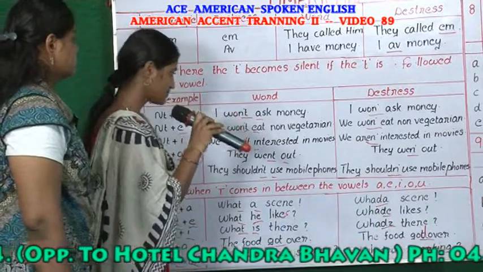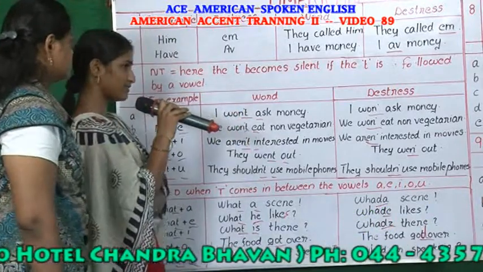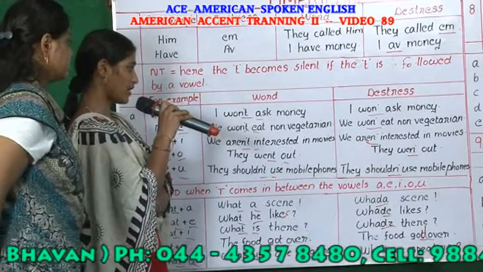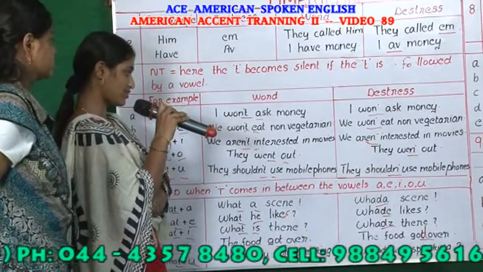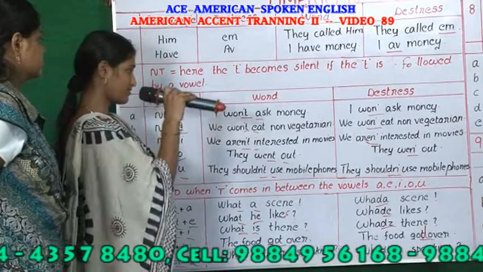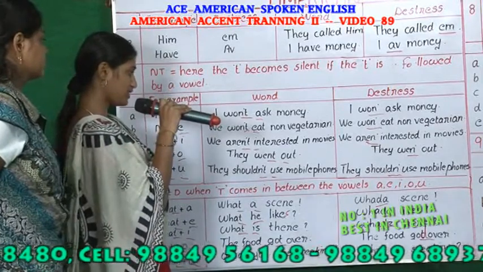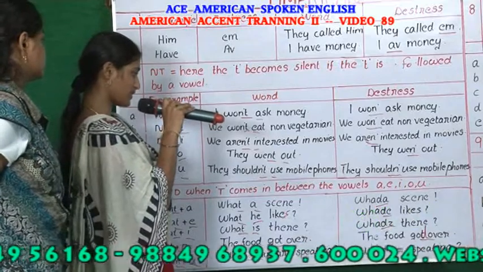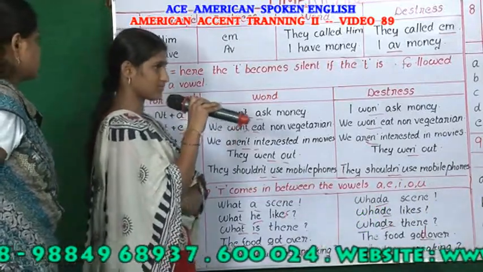Okay, say in surprise, what I seen. What a scene. No, use emotions. What I seen. Yes. Next. What he likes. Next. What is there? What's there? Yes. The food is got over. The food got over. What you were speaking. What you are speaking.